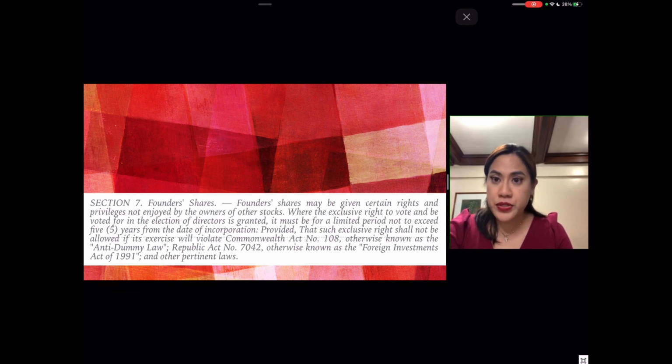Section 7 refers to founder shares, and it's right here, RCC. They may be given certain rights and privileges not enjoyed by the owners of other types of stock. So where the exclusive right to vote and be voted for in the election of directors is granted to founder shares, it is only limited for 5 years from the date of incorporation. In any case, they will not be given any right to vote or be voted for if it will violate the Anti-Dummy Law or the Foreign Investments Act.